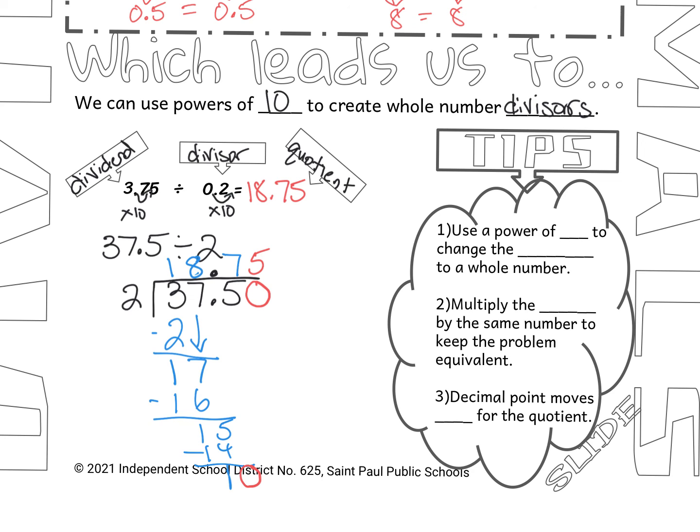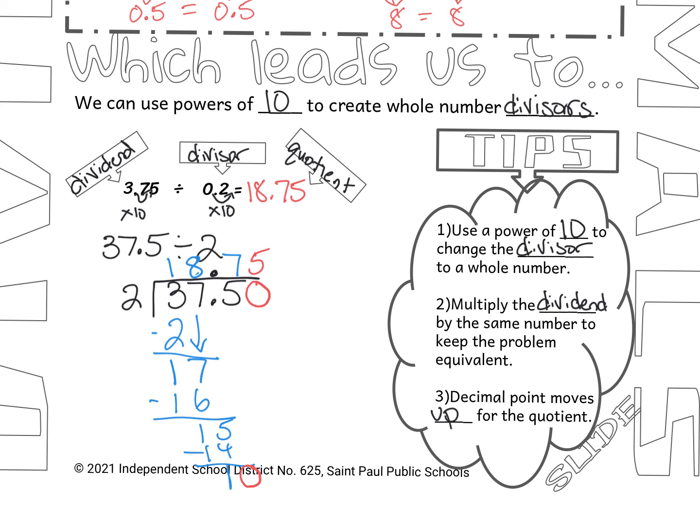So things to remember: we can use a power of 10 to change the divisor to a whole number. We multiply the dividend by the same number to keep the problem equivalent. And the decimal point moves up for the quotient.